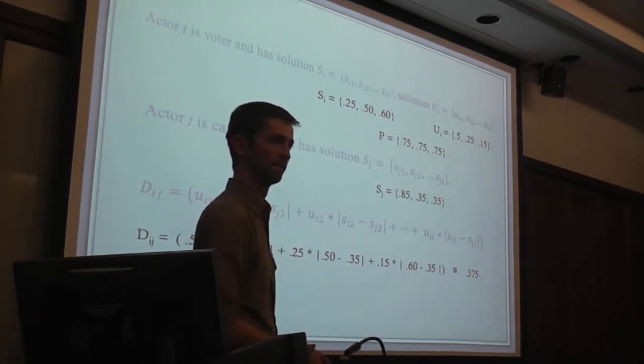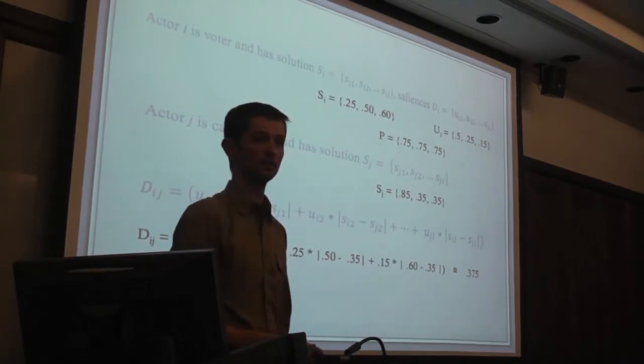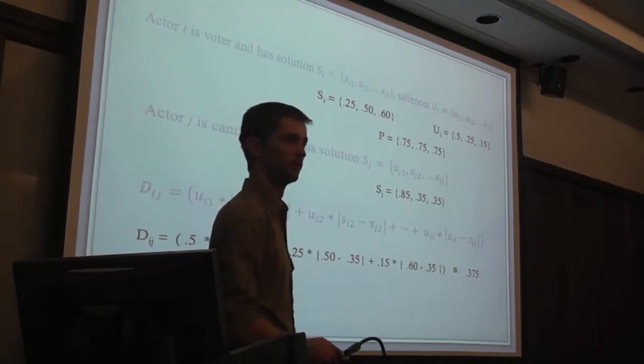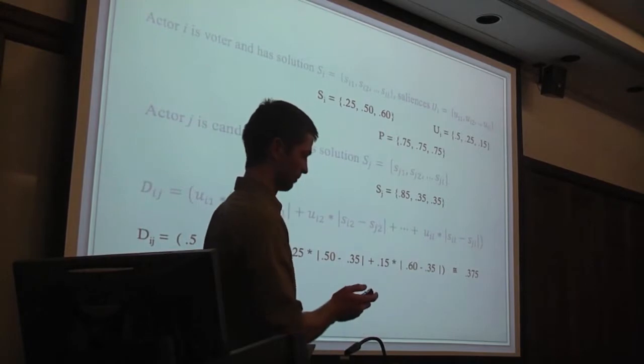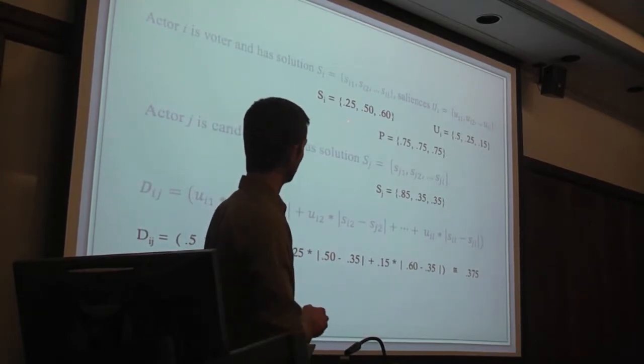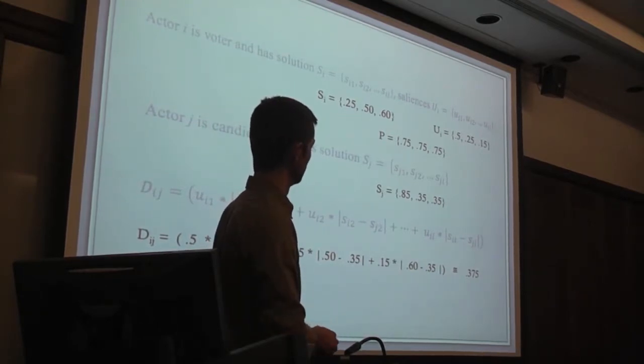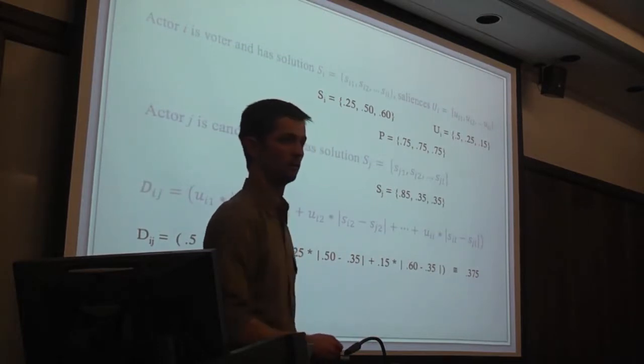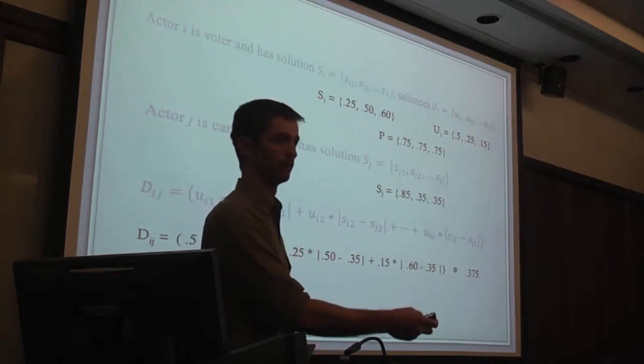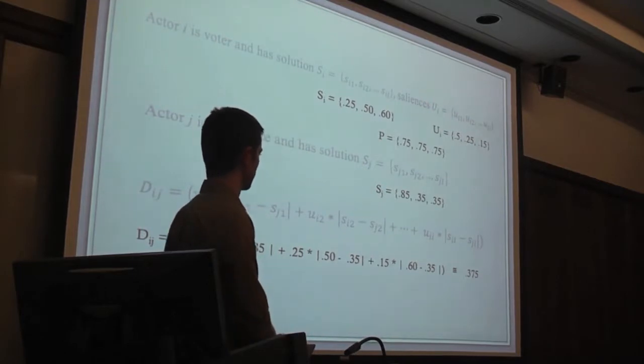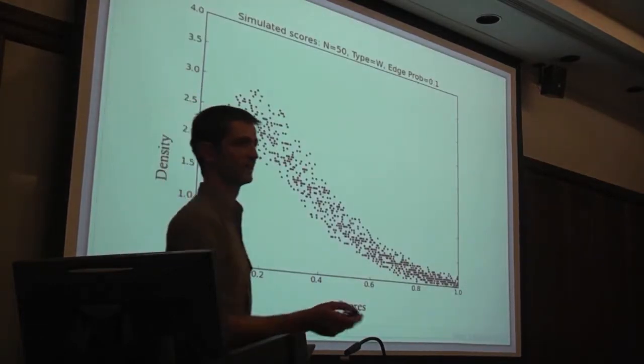Okay, so what about satisfaction? Are you close to this candidate? Right. So what we do know about this number is that if they had the exact same position, this would be zero. But we don't really know the upper bound a priori. Well, we can get there.